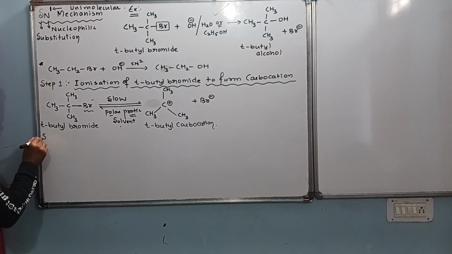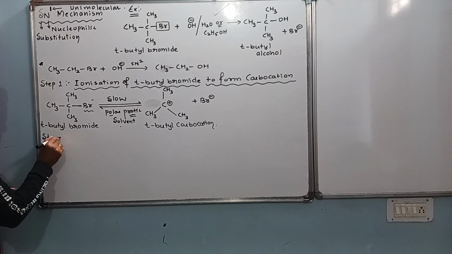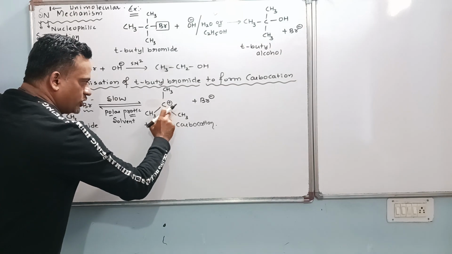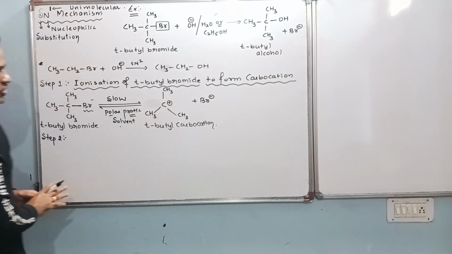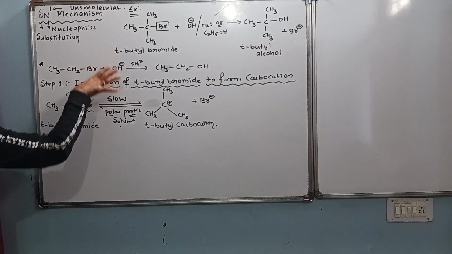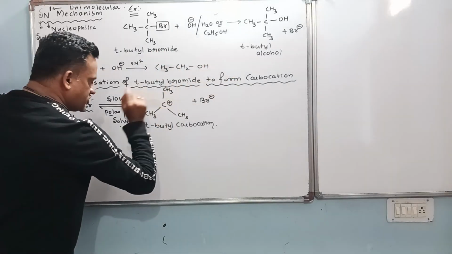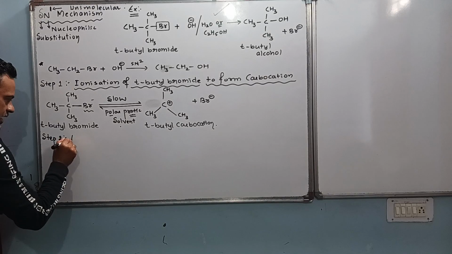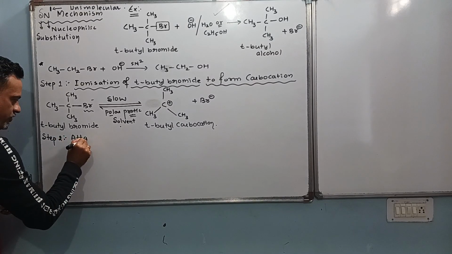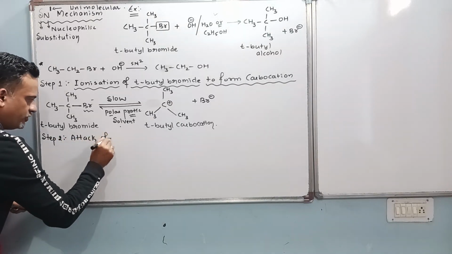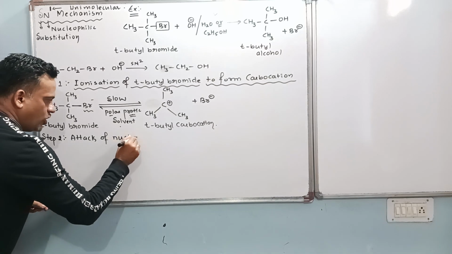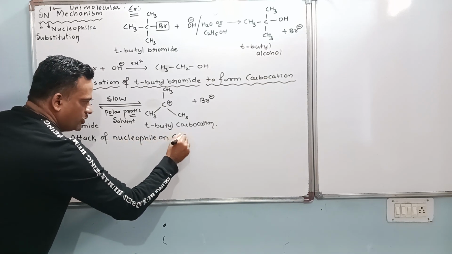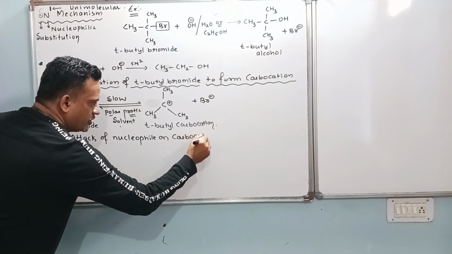In the second step, what is going to happen? In the first step, remember, do not forget to give a positive charge on carbocation. What you do in boards is, you say that carbocation is formed, but you don't put positive charge. You're going to lose marks there. So the second step, what is going to happen? Attack of nucleophile on carbocation.